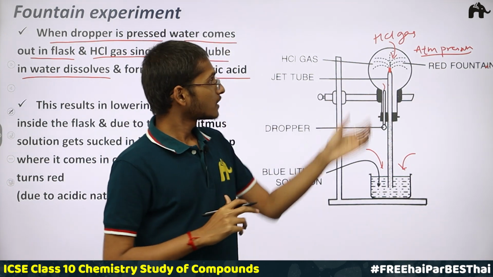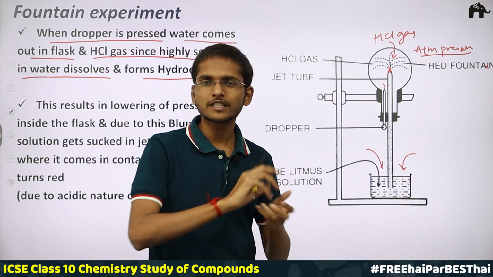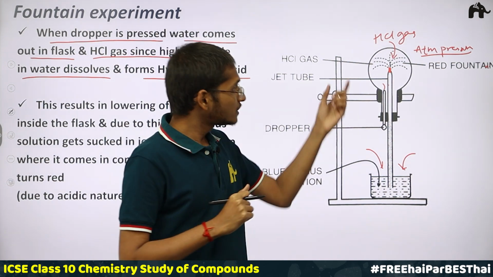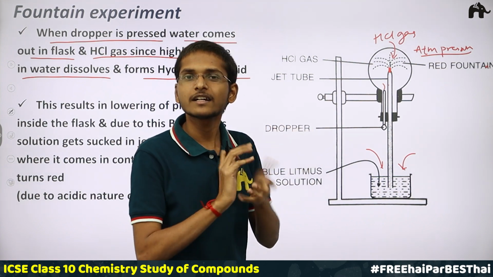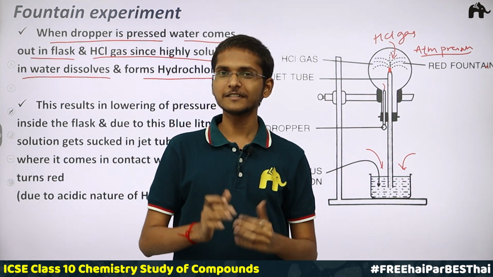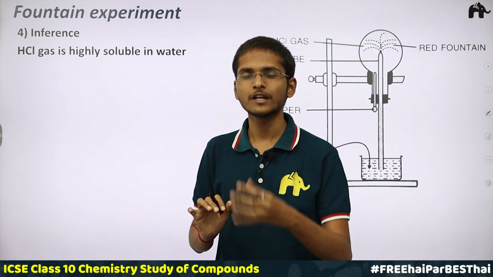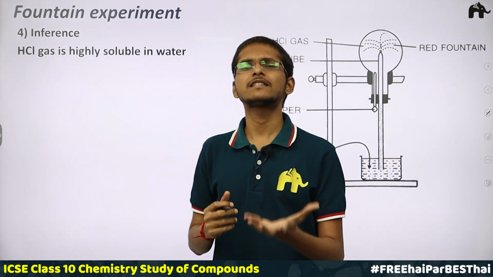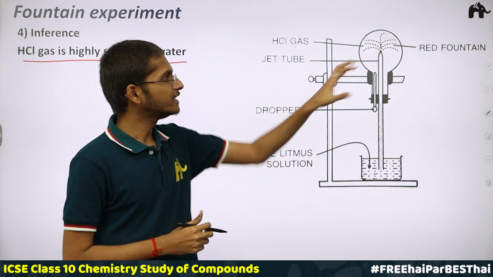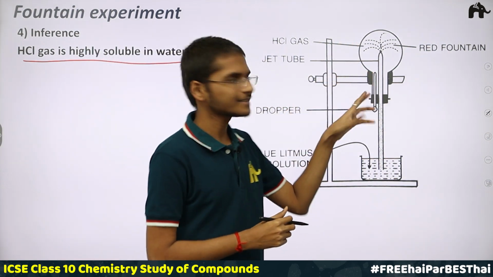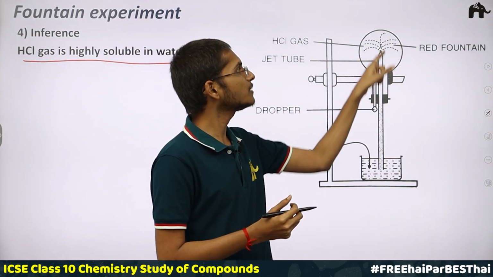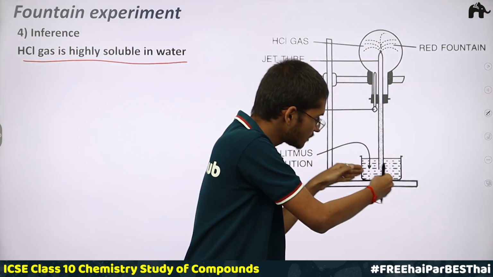So we know one simple thing: blue litmus solution, when it comes in contact with an acid or a substance having acidic nature, it would turn red, right? We have studied this in acids, bases and salts. So that's the reason our blue litmus solution, once it comes in contact with acidic HCl gas, turns red, and we can see this beautiful red fountain. Interesting. So lastly, what we have to learn about this experiment is the inference. What we can understand from this experiment is simply that HCl gas is highly soluble in water. How can we justify this? Because we know that this overall thing is happening because something is happening inside this round bottom flask, and that thing is reducing the pressure inside. That's why our blue litmus solution is entering this jet tube.